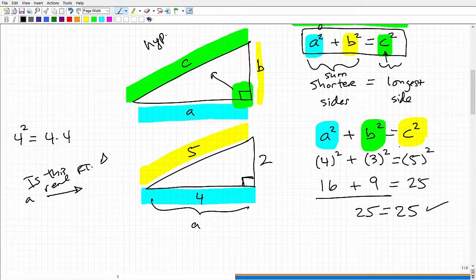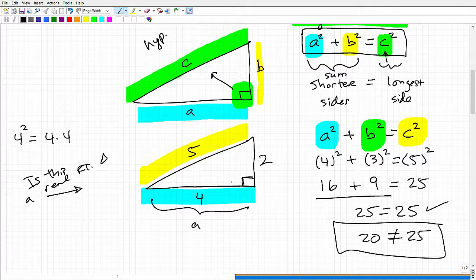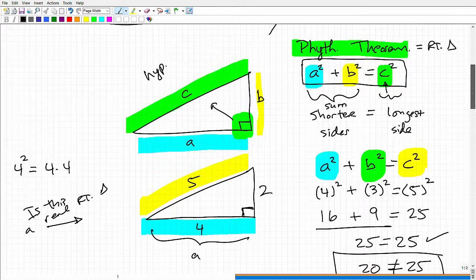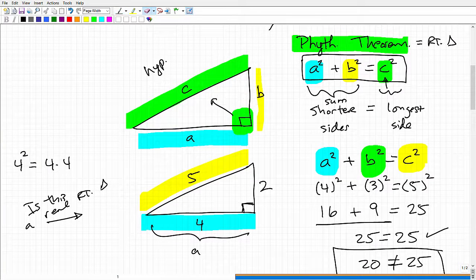So you would have to go in and calculate this, and in this case, instead of getting 3 squared, we would get 2 squared, which would be 4, so we'd get 20, right? So 20 is in fact not equal to 25 if we were to do this problem. So because that's not true, this cannot be a right triangle. All right, you follow what I'm saying? So the Pythagorean theorem, let's go ahead and do one other problem here real quick, and then we'll wrap it up.